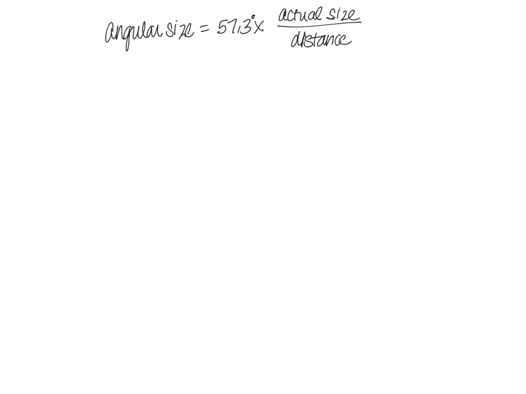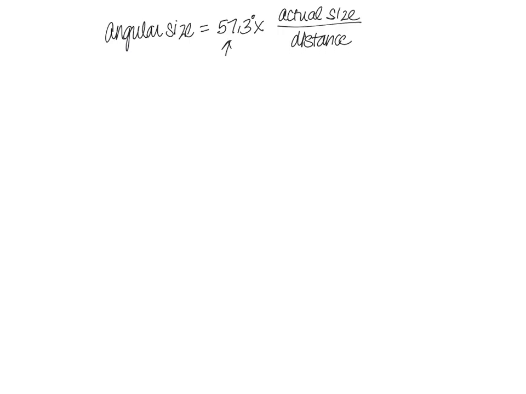All right, let's look at this relationship for angular size. I'm really focusing on the problem that has to do with Betelgeuse, but we have to talk a little bit about this relationship first, which we're going to use to solve the problem. The angular size of an object, that's its size when we measure it as an angle, is 57.3 degrees times the ratio of the actual size of the object over the distance. That's how far away it is.